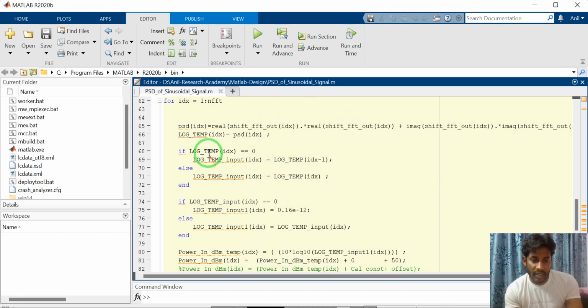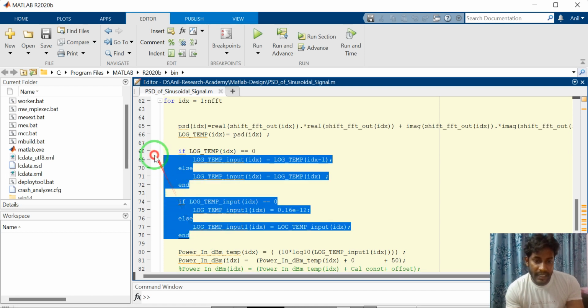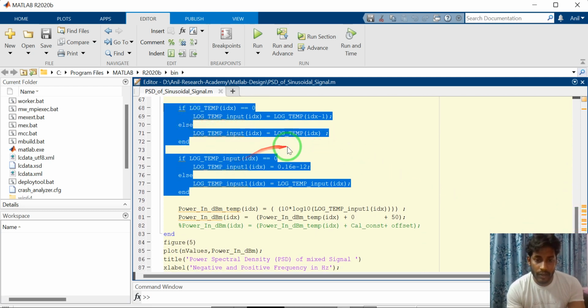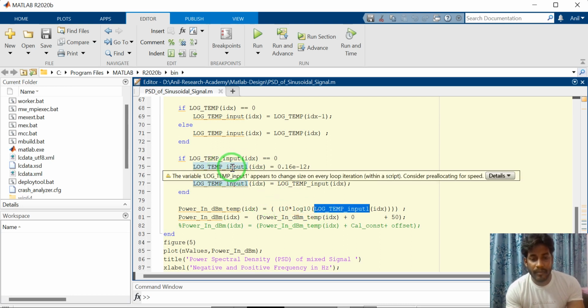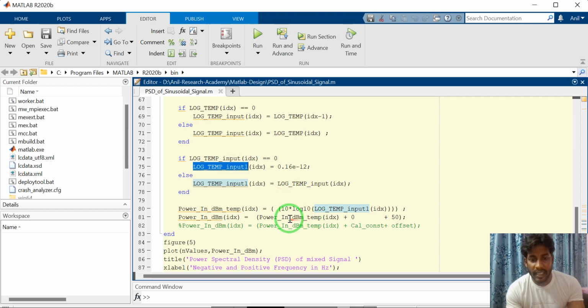Okay, so this code handles the situation when power spectral density is 0. Okay, and output of this section of code will go to the 10 log base 10 input. This one is just I am taking the logarithm of this power spectral density data. Okay, 10 log base 10 of PSD to convert linear data to dBm.